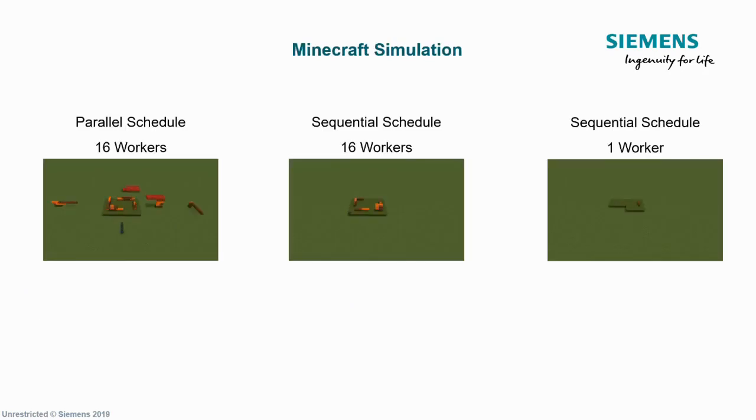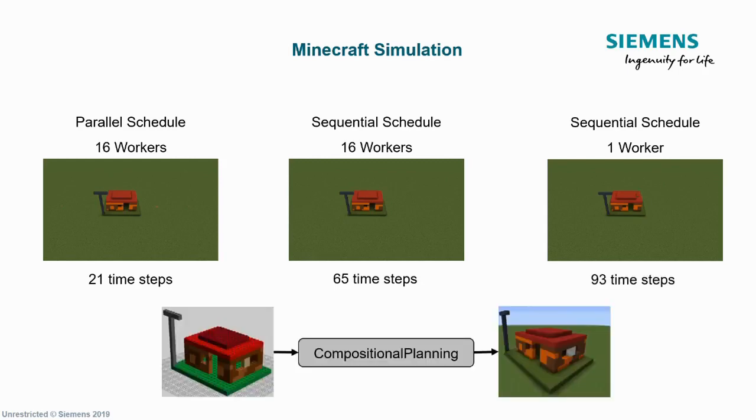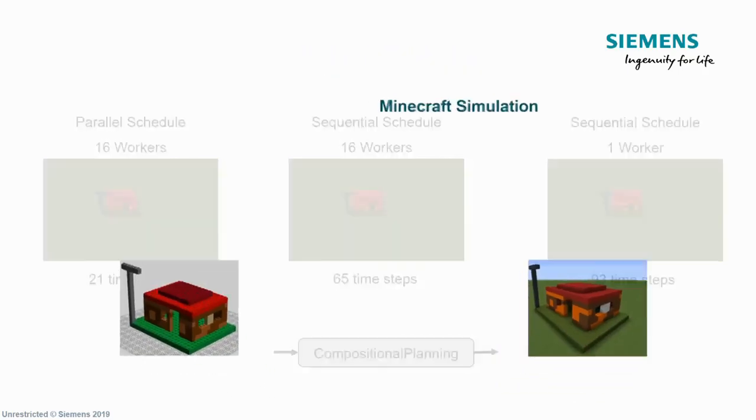The assembly process can be observed in the Minecraft-based simulation. The schedule and the number of available workers determine the time to build. The simulation of the assembly process with 16 workers and the parallel schedule is approximately 3 times faster than with the sequential schedule. The compositional planning framework can be used with different models as well. It can be easily extended for other domains and is not limited to the assembly of brick constructions.